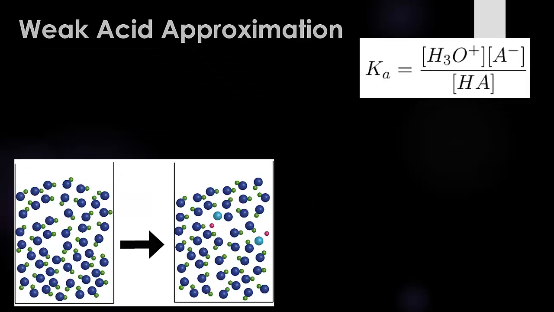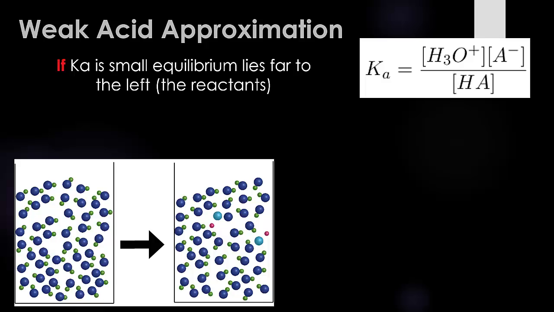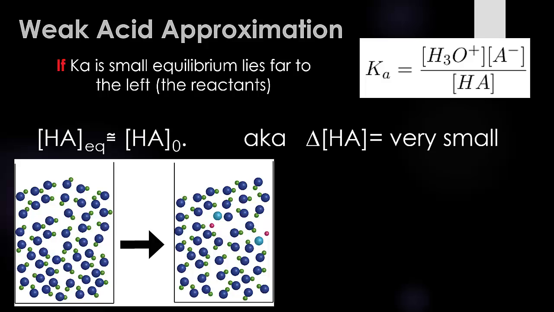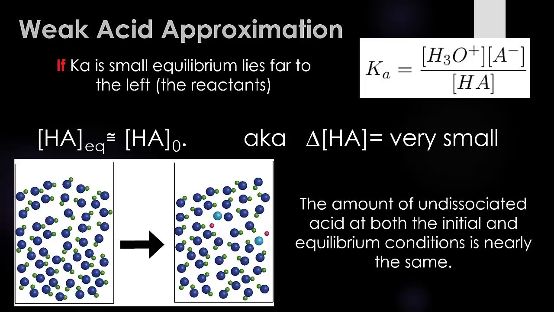In a mini summary of the past few slides, if very little of the acid or base is ionized, percent ionization and Ka are both small. And this means that the change in HA is very small. So the amount of the undissociated acid at both initial and equilibrium conditions is very similar.